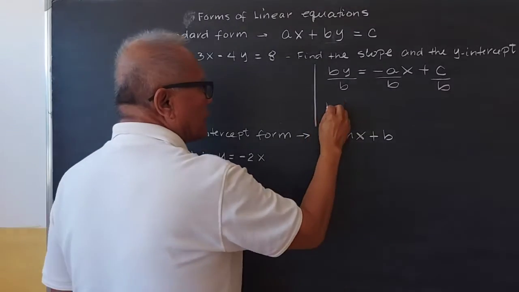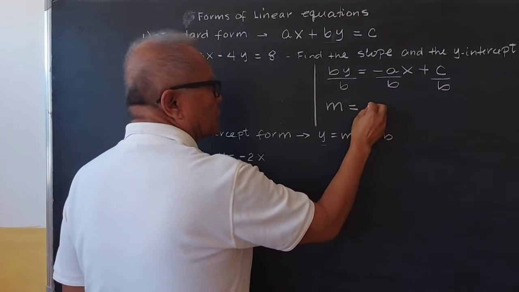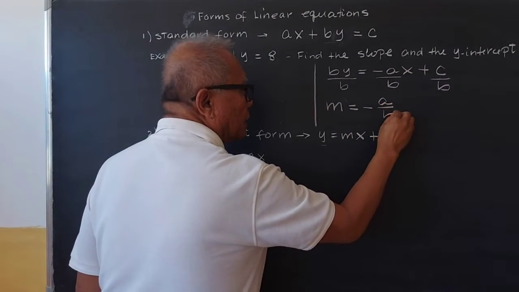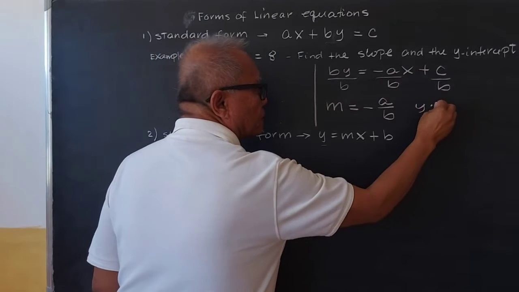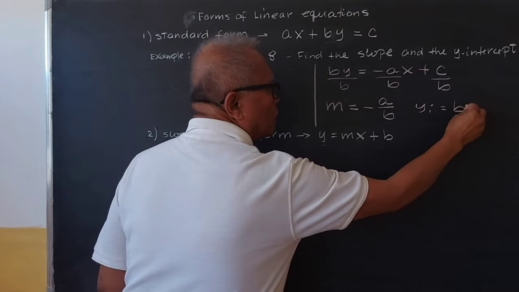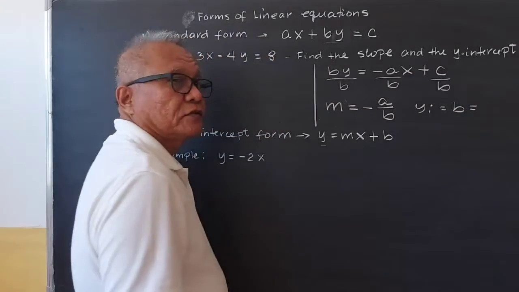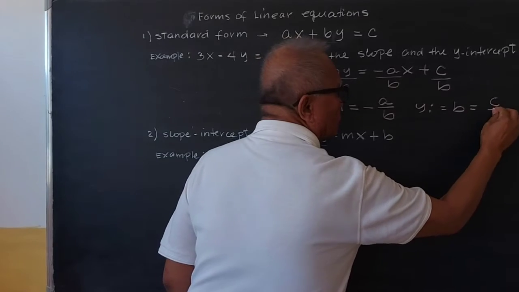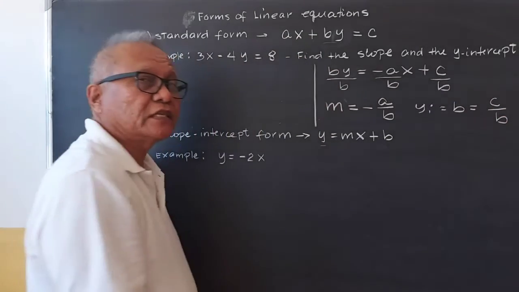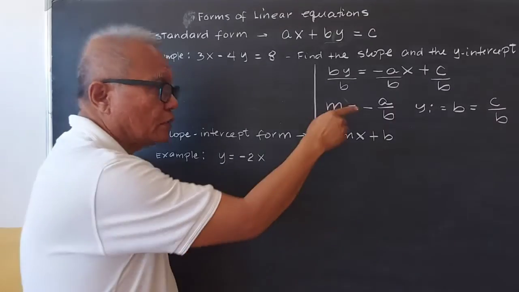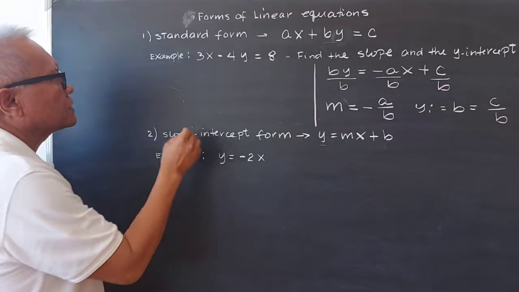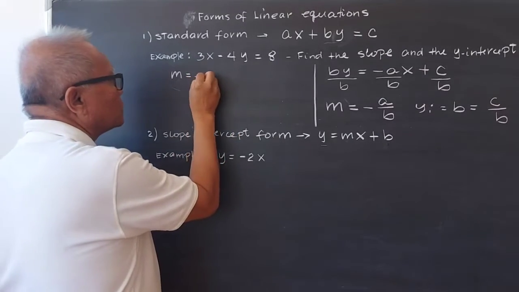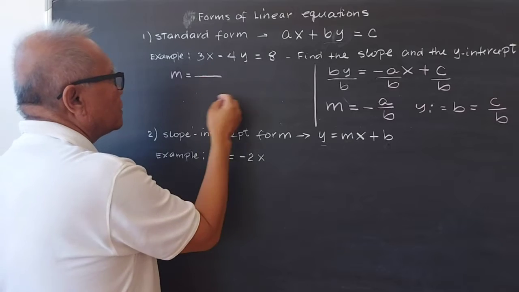So our slope here is negative a over b, and our y-intercept, which is equal to the b, this letter b here, not the b there, is c over b. That is our y-intercept, or the b. So here, class, if you want to find the slope, m is equal to, what is the a here, by the way?